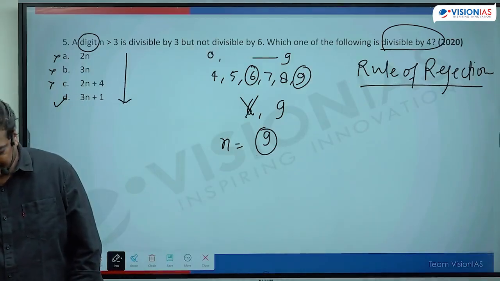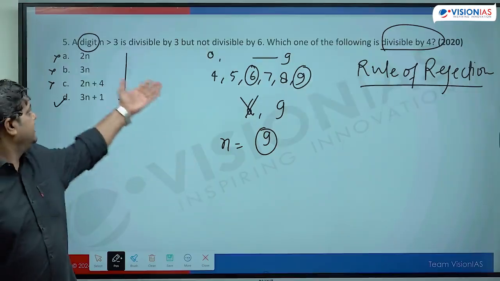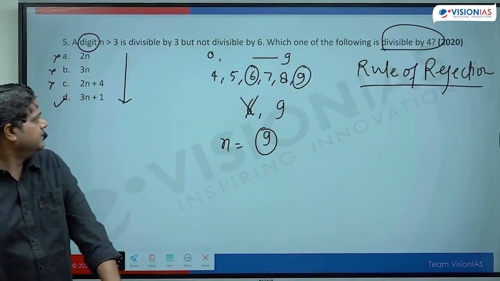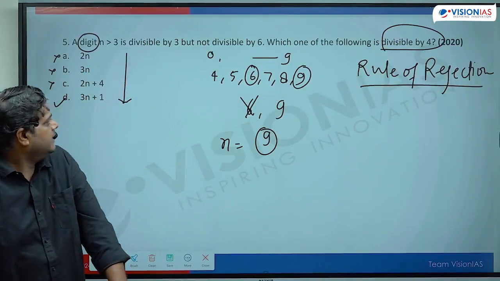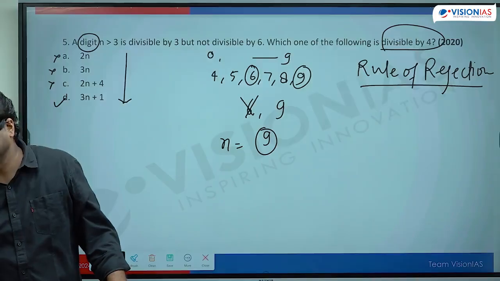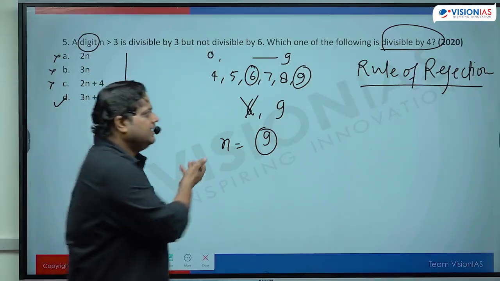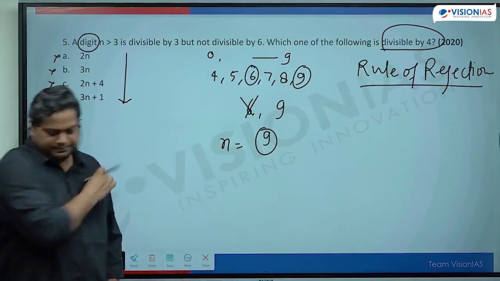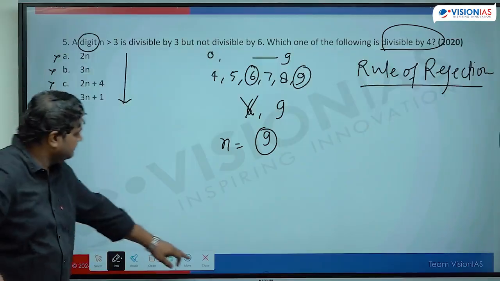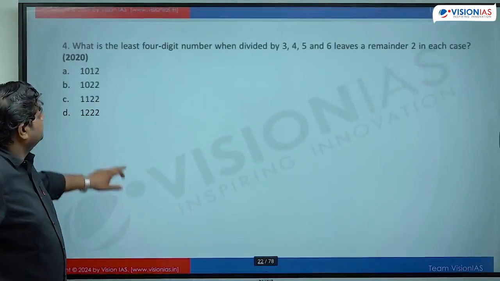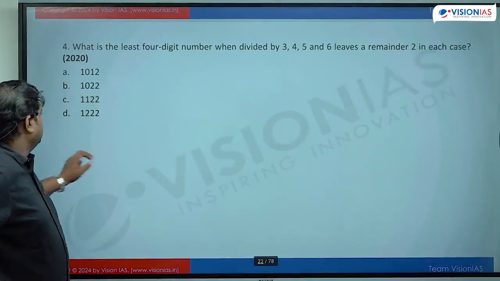इसी में they can ask this way कि a digit n greater than 2, is divisible by 4 but not divisible by 5 or 6. This way they can ask. कुछ नहीं करना है, simply n की value will get and we can get answer. मिल जाएगा. See this?